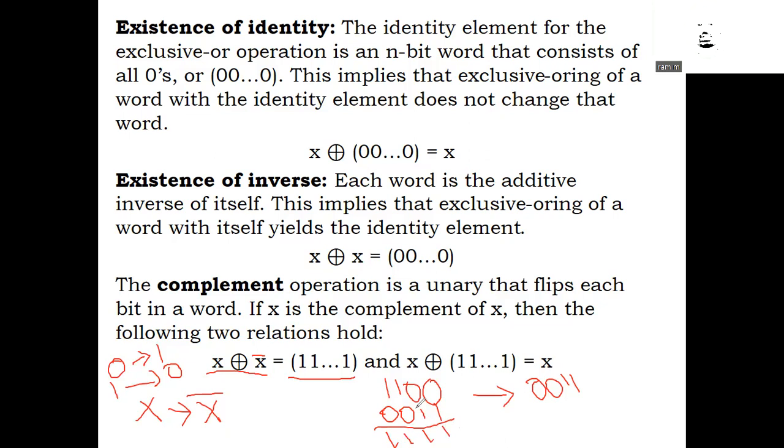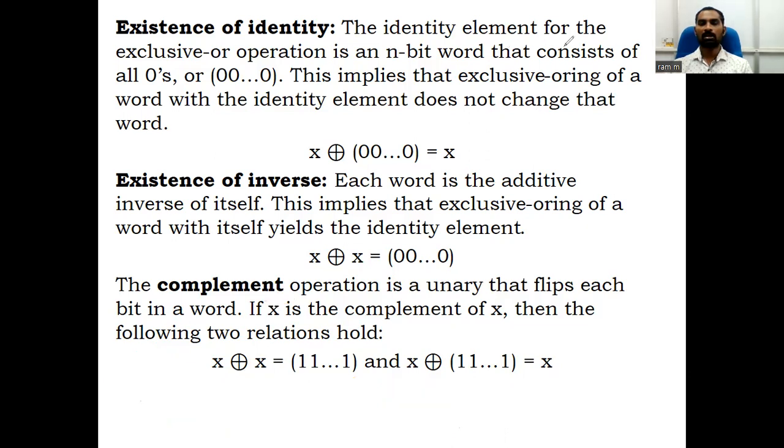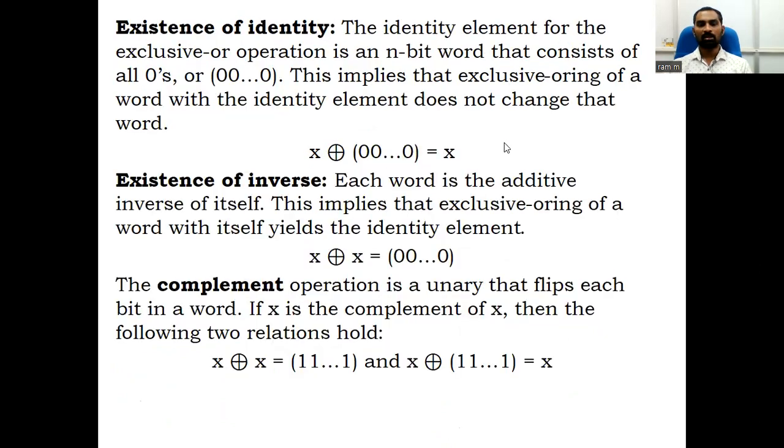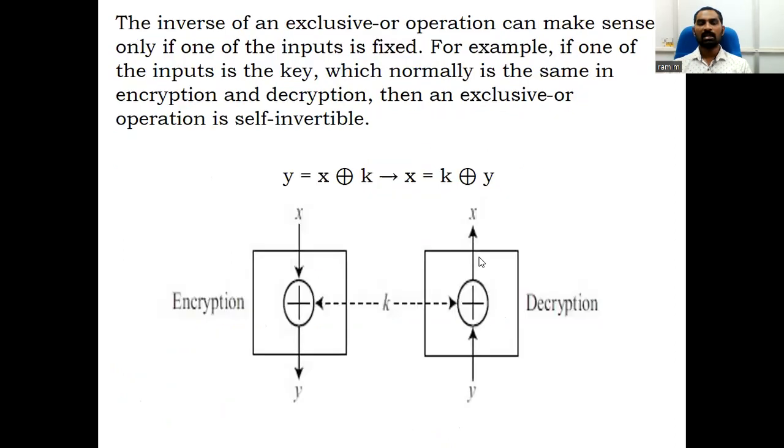So if X bar is the complement of X, then the following two relations hold: X exclusive OR X bar equals 1, and X exclusive OR 1 equals X bar. Okay, so this is how the complement operation works with XOR. Now, let us check whether this XOR operation is invertible or not.